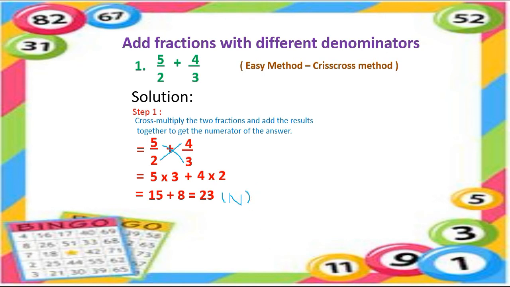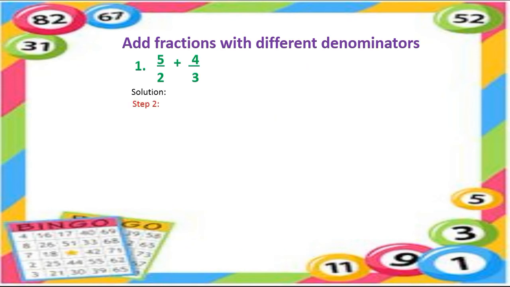Okay, now how will we get the denominator? This is continued to the next slide. Step 2. In order to get the denominator, we'll multiply the two denominators together to get the denominator of the answer. Means to find the denominator value, we'll multiply the two denominators together. Means 2 and 3 together. How? Look at here. 2 multiplied by 3 equals 6. So this is our denominator value.